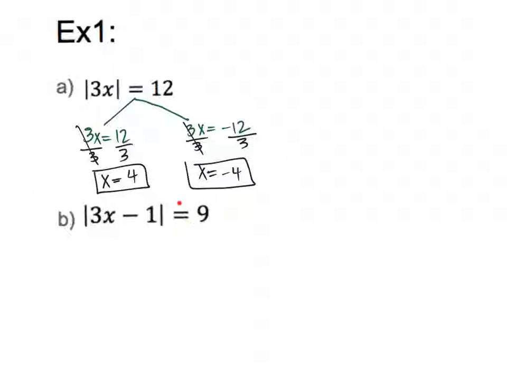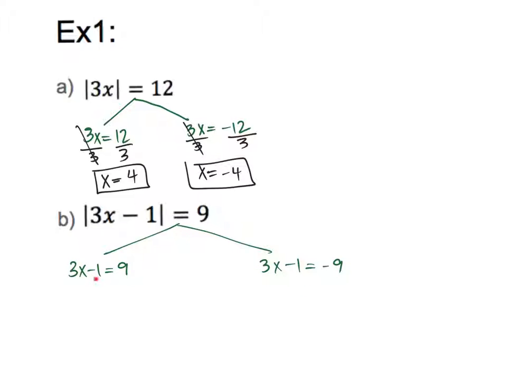Let's try out this one here again. This could have been a positive 9, or it could have been a negative 9. So we're going to split it up into two equations. That way we can also get rid of the absolute value signs. So this could have been 3x minus 1 equals positive 9, or 3x minus 1 equals negative 9. But then we go ahead and solve it like your typical algebra equation.